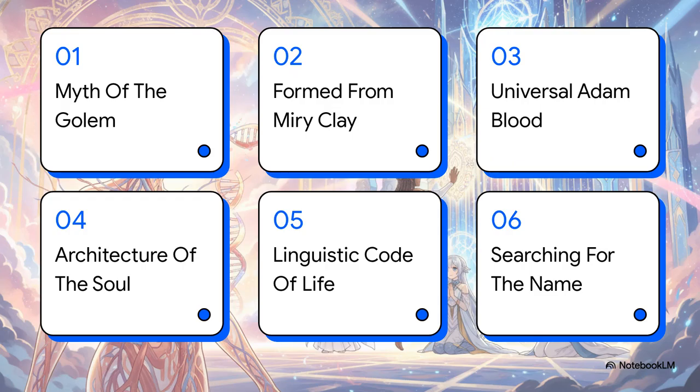So here's our roadmap for this explainer. We'll start with the myth of the golem itself, then explore how we're formed from miry clay, look into the universal atom blood, map out the architecture of the soul, decode the linguistic code of life, and finally end by searching for the name. It's a fascinating journey connecting medieval folklore to modern science.